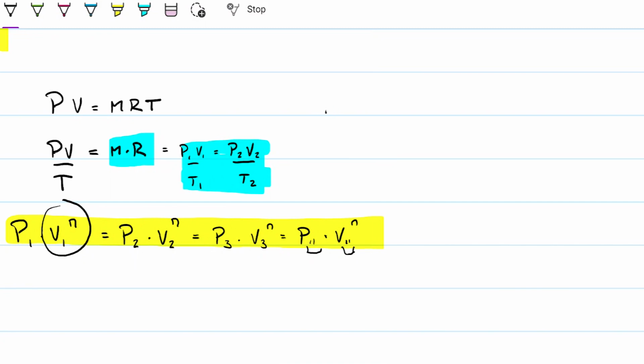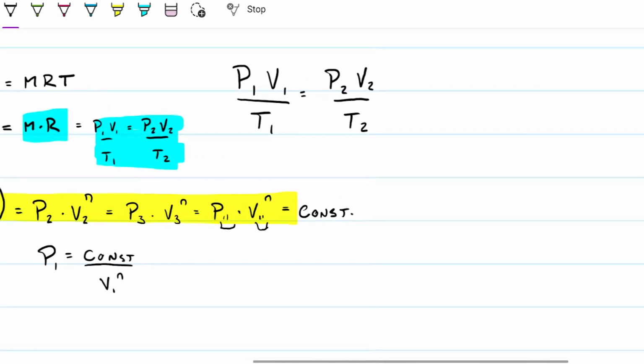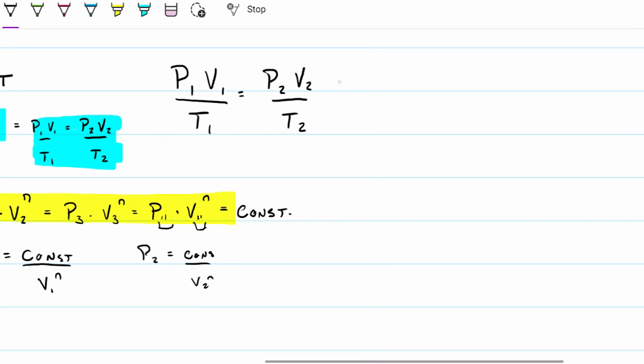So I'm going to write P2 bigger here. And remember, this is valid for any state. It doesn't have to be 1, 2, and 3. It's valid for any state. P1 V1 over T1 equals P2 V2 over T2. And now, if this yellow part is true, if this is all equal to a constant, then I can say that my pressure, any pressure, but in this case P1 if I want to, will be equal to the constant divided by V1 to the n. I'm going to substitute that in the equation. And obviously, if this is true, then P2 is also equal to the same constant divided by V2 to the n, etcetera.